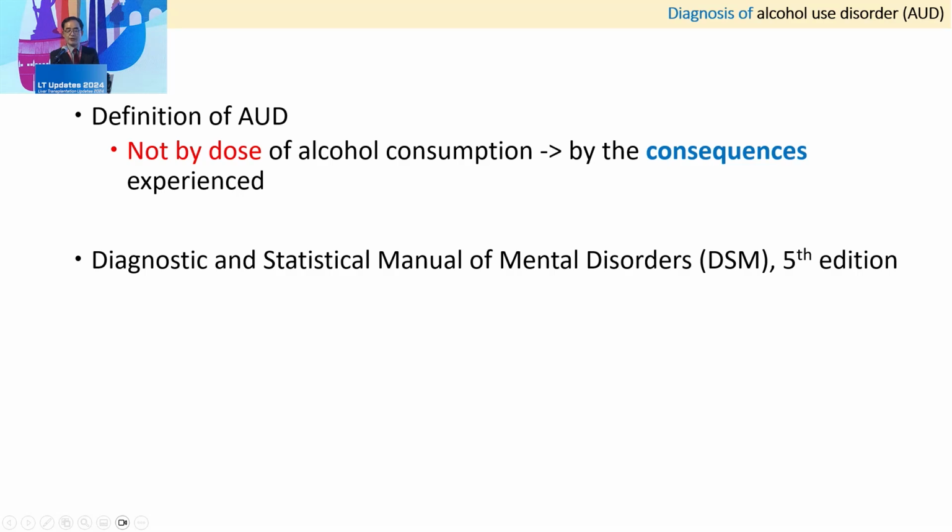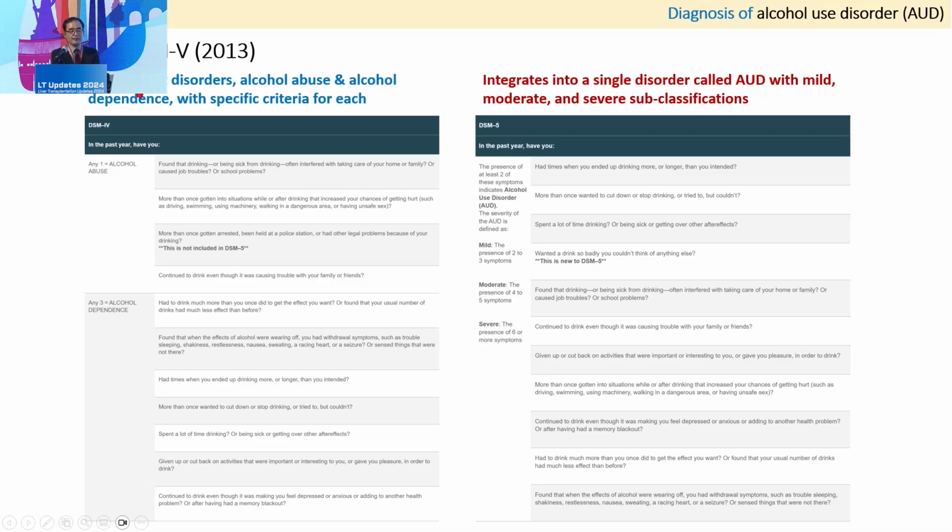Alcohol use disorder, AUD, is defined by the consequences of alcohol consumption, not by the amount consumed. According to DSM-5, it's the impact on daily life that matters in diagnosing AUD. The DSM-5 integrates the 2 DSM-4 disorders, alcohol abuse and alcohol dependence, into a single disorder called AUD. It further categorizes AUD into mild, moderate, and severe subtypes for more precise diagnosis.